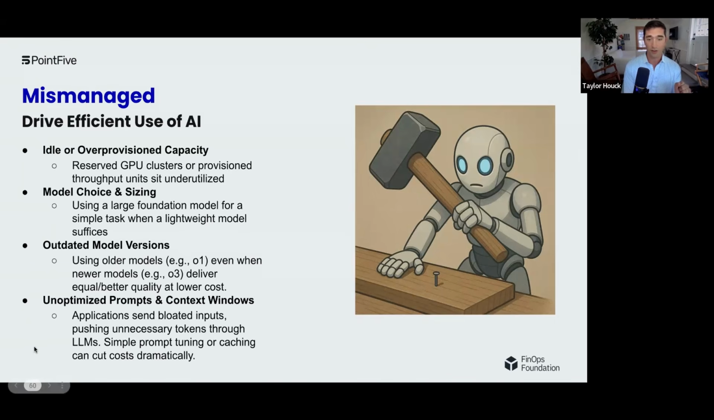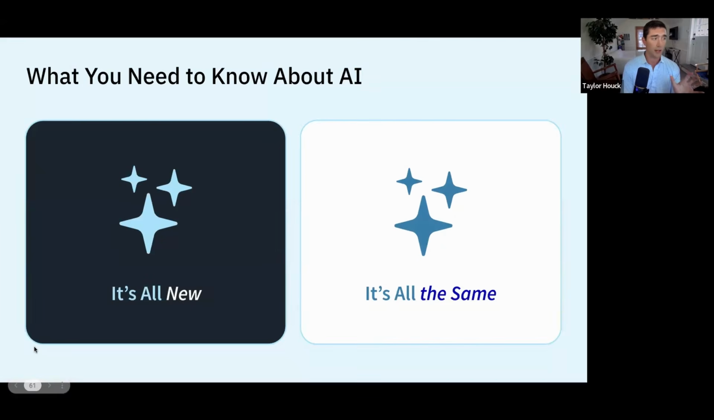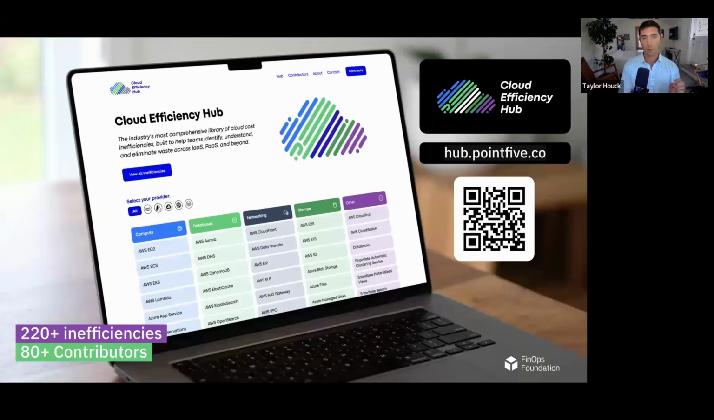So if we can go to the next slide. This is a slide from Rob's presentation earlier about how with AI, everything is new, but also everything is the same, right? And we can move on from here.